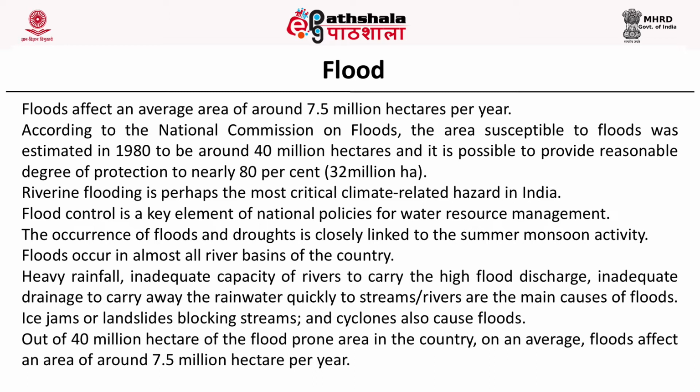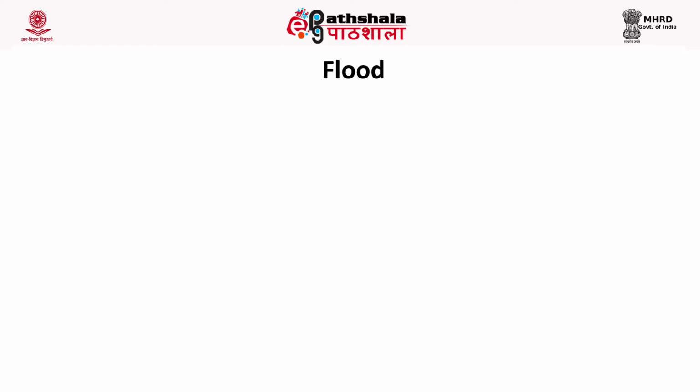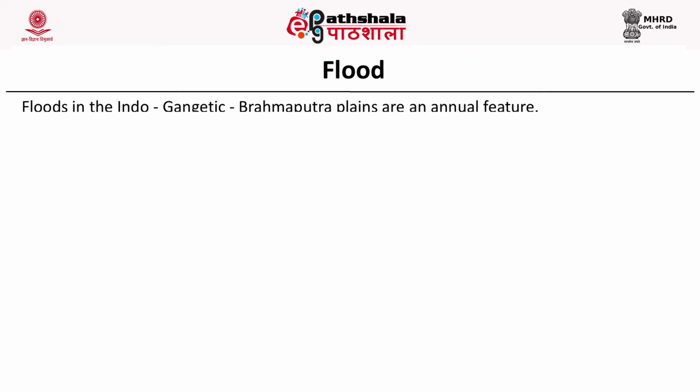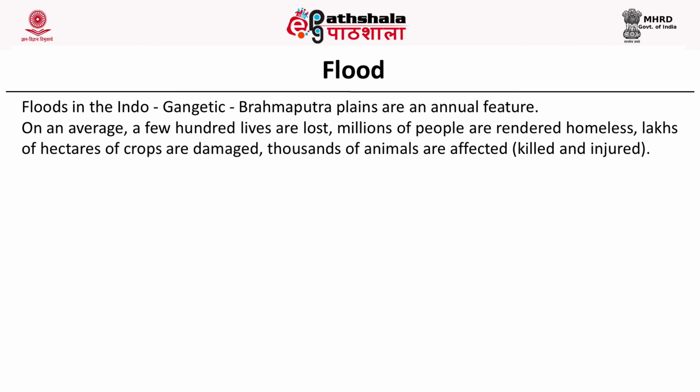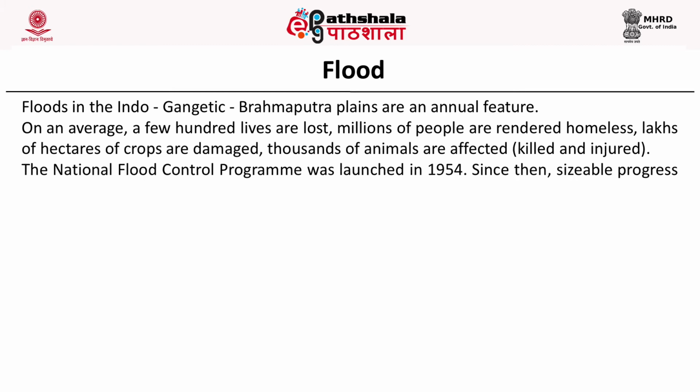Out of 40 million hectares of the flood prone area in the country, on an average the floods affect an area of around 7.5 million hectares per year. Floods in the Indo-Gangetic Brahmaputra plains are an annual feature. On an average, a few hundred lives are lost, millions of people are rendered homeless, lakhs of hectares of crops are damaged, and thousands of animals are affected during a flood.